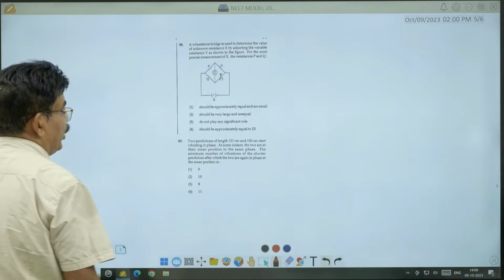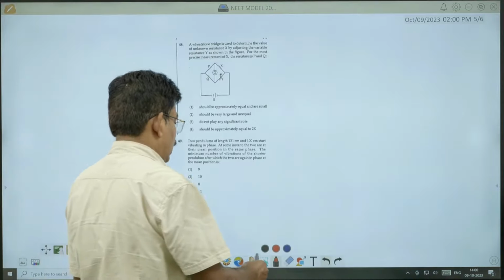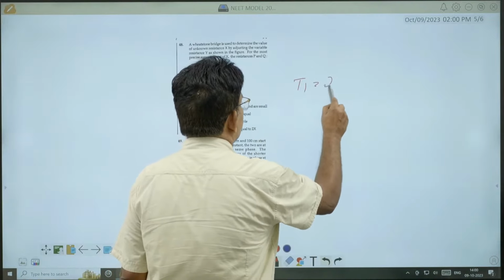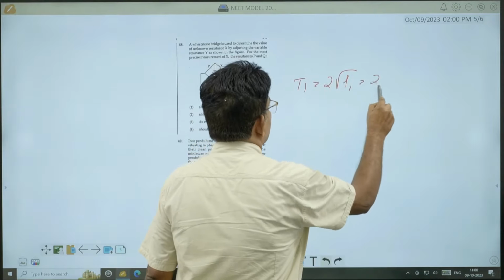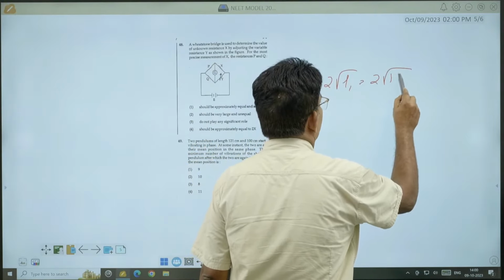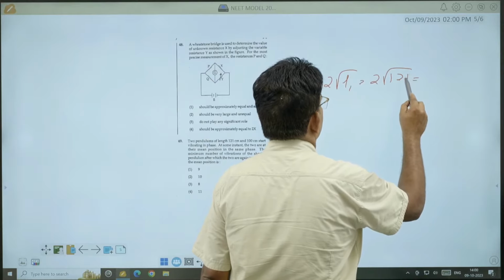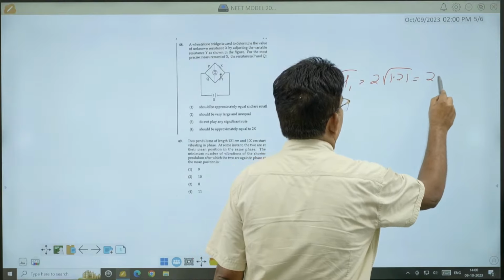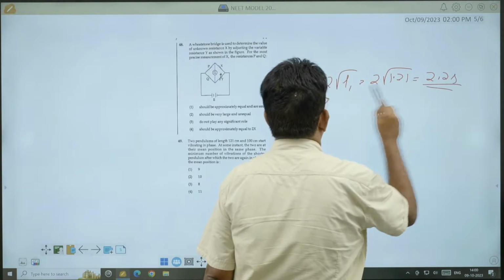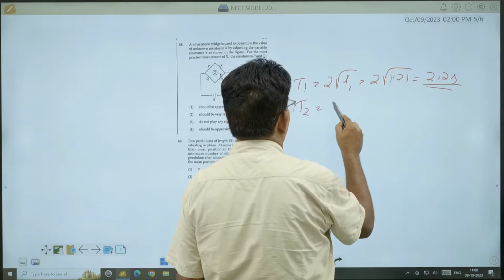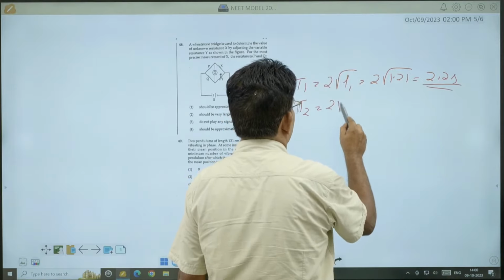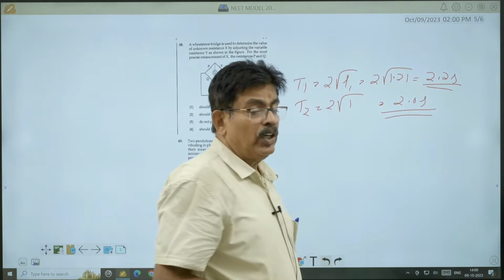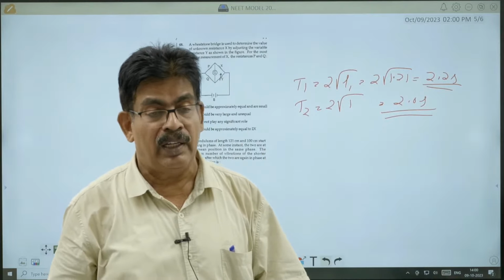Two pendulums of length 121 centimeter and 100 centimeter. If you know the length, you can easily get the time period as 2π√(L/g). For 121 centimeter, that is 2π√1.21 in meter, which comes to be 2.2 second. The second pendulum is already known to be a seconds pendulum, so 2π√1 gives 2 seconds. So both the pendulums have time periods 2.2 and 2 seconds.